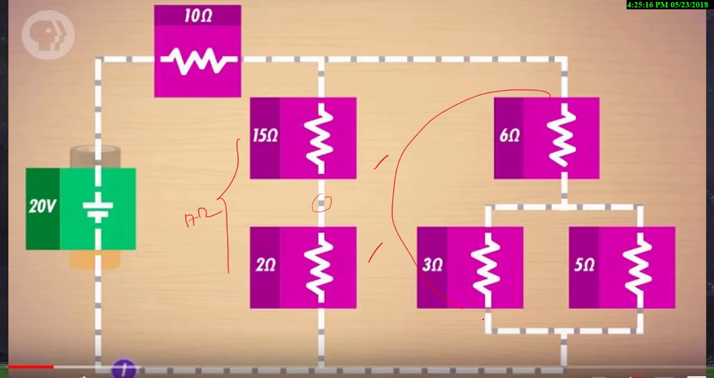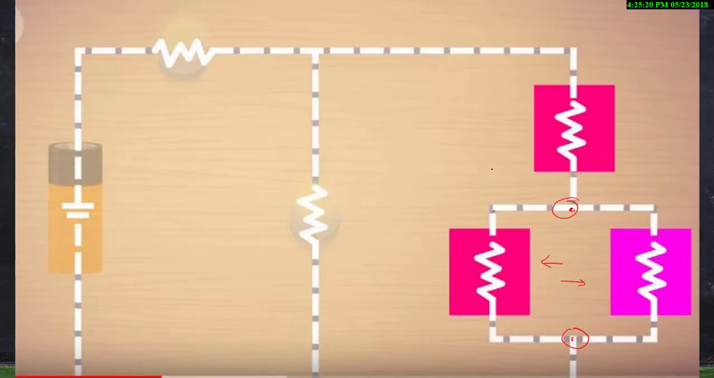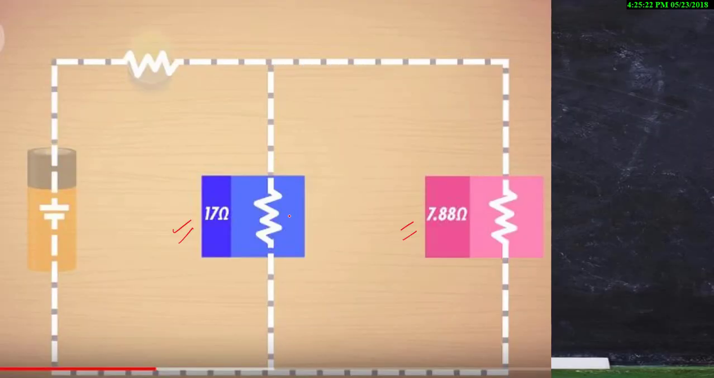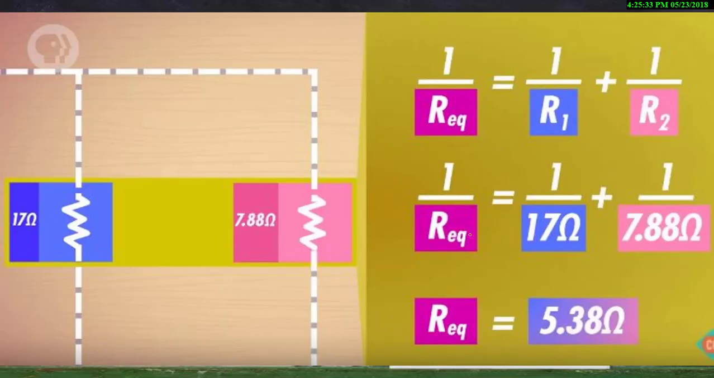17 ohms here. Total we got 7.88 ohms. Now these two are in parallel. See here, one is 17 ohms, one is 7.88 ohms. These two are in parallel. So whenever two resistors are in parallel, we can say that the equivalent resistance is given by 1 by R equal to 1 by R1 plus 1 by R2, and R equivalent we will get as 5.38 ohms.